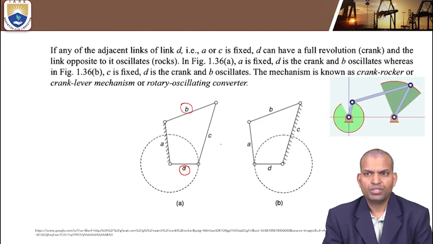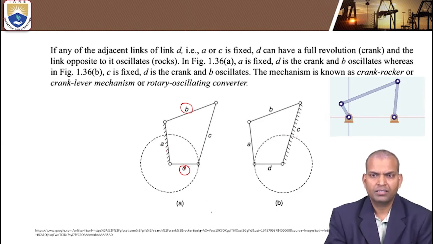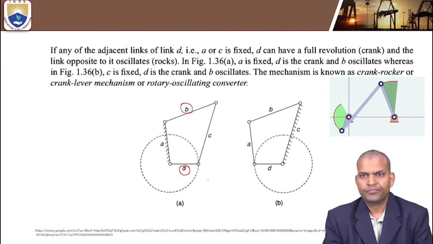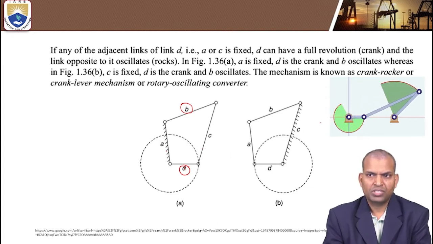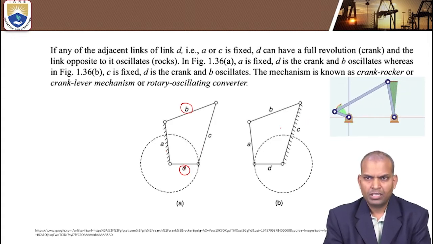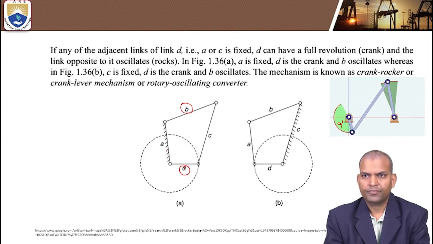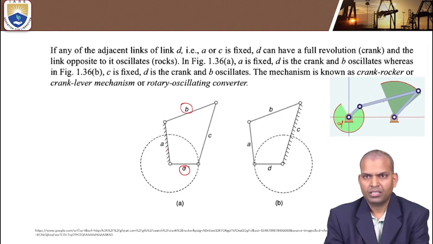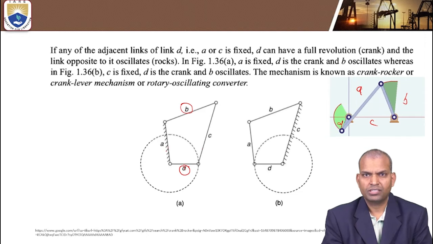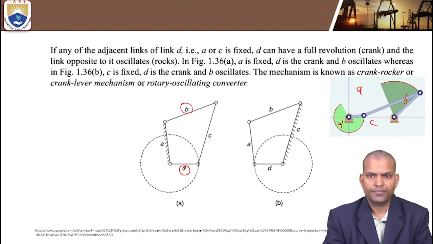I have taken this animation from a website source, which is mentioned below the link. Here we can see how the crank and rocker work. D is the crank. B is the rocker, and C is fixed, either C or A fixed. Thus it functions, and that's why it is called crank rocker. This is one of the inversions.